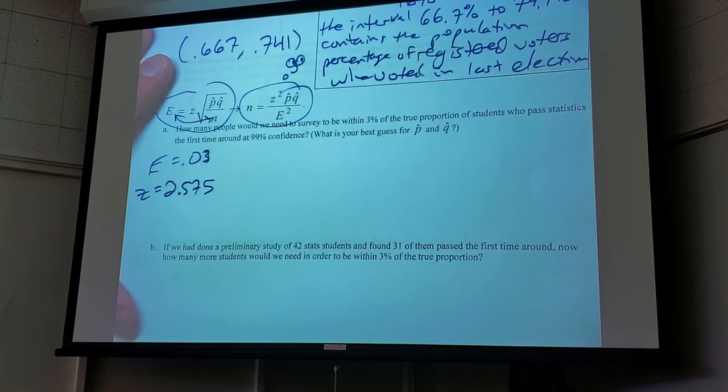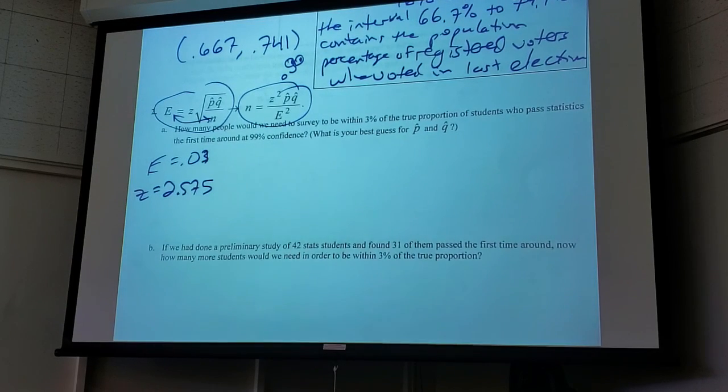So the only two things that I don't know are the p-hat and q-hat. We don't know what those are. So what's always your best guess for a percentage if you have no idea? What's the percentage of people that like to eat broccoli over in the library right now? 0.